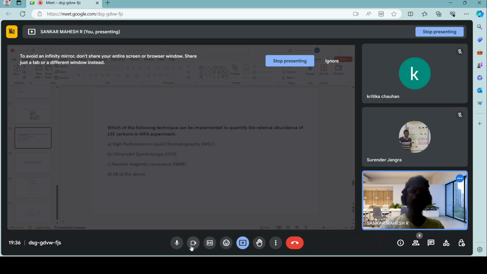But just because these metabolites have a radioactive label, that doesn't mean they will have a different elution time. Both the radioactively labeled entity and the non-radioactive entity will have the same elution time, because all properties of both remain the same with respect to the charge and all. So HPLC cannot be used. This is why the right answer for this question is NMR. Was that clear? Yes, sir.